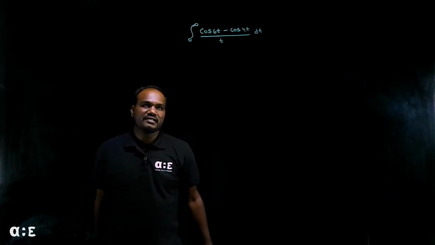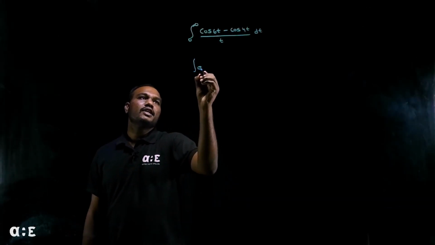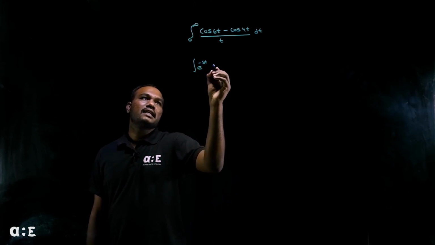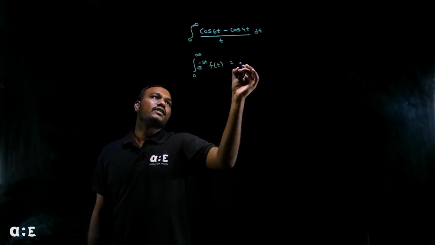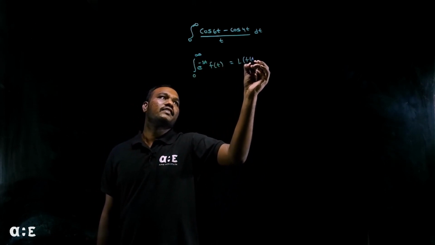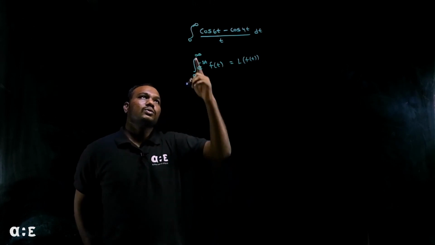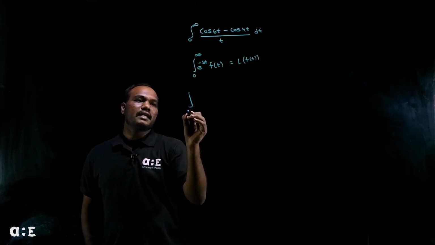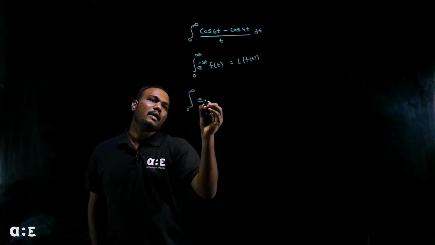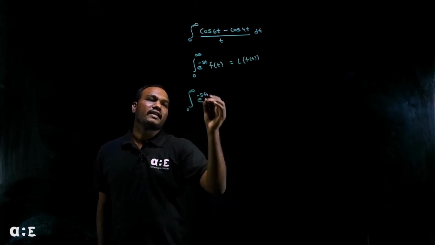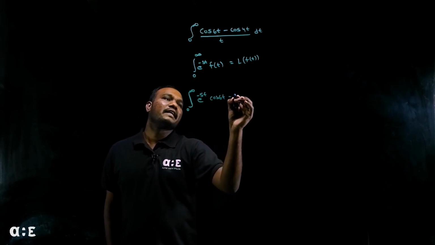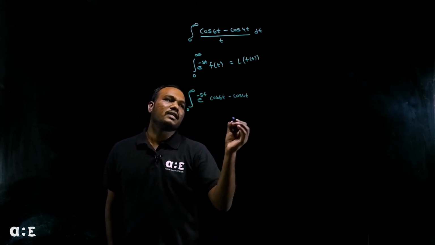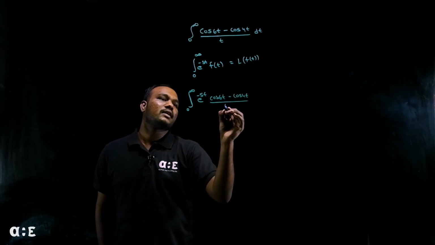Let's start today's question. We know the integration of e power minus st times f of t from 0 to infinity is the Laplace of f of t. So now I'll take this integral from 0 to infinity and multiply with e power minus st, and write the question as it is, that is cos 6t minus cos 4t over t with respect to dt.